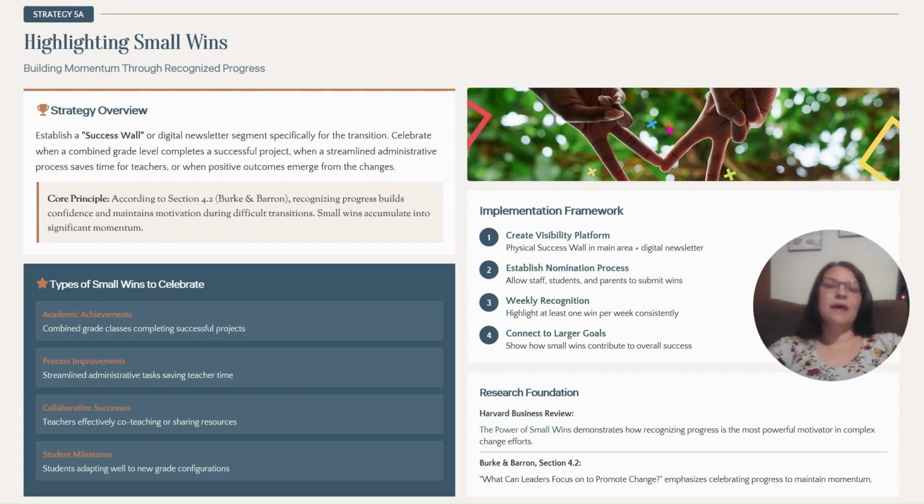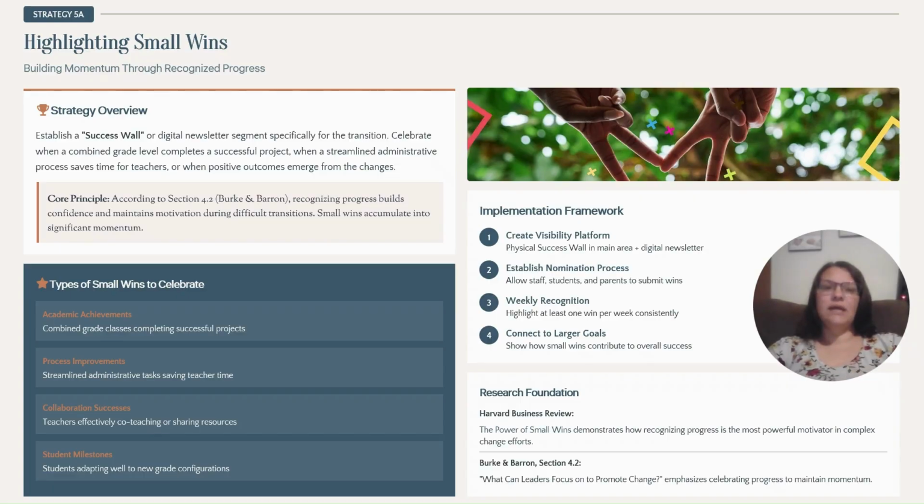The research backing this comes from Burke and Barron, who found that recognizing progress builds confidence and maintains motivation when people are struggling through change. Small wins accumulate into significant momentum over time. Your implementation framework has 4 steps. First, create visibility through both a physical success wall in a main area of the school, plus your digital newsletter.